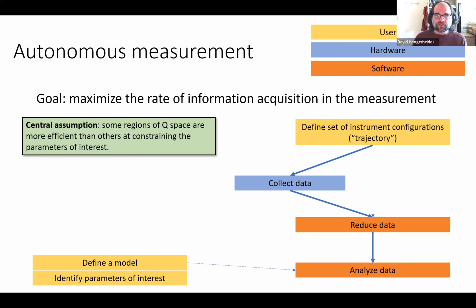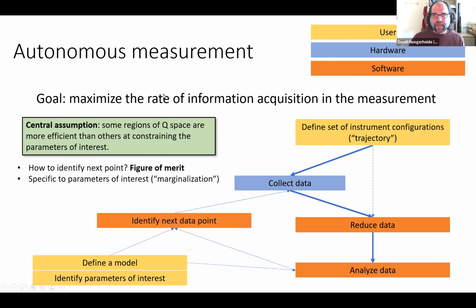So how do we have to change this workflow to actually do that? Well, we add a loop. Now our set of instrument configurations is a set of possible measurement configurations. We collect some data, we reduce it, we analyze it, and then we have an algorithm that identifies our next data point to measure. And this is going to be informed, in this talk anyway, by our underlying model and the parameters of interest that we identify.